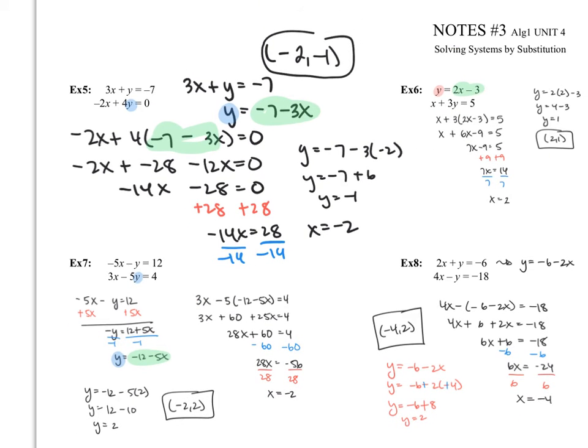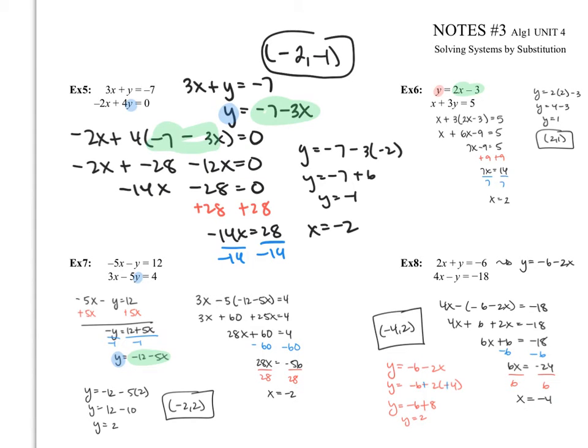Then I distributed 4 to get negative 2x plus negative 28 minus 12x equals 0. Negative 2x and negative 12x combine to get negative 14x minus 28 equals 0. Add 28 to both sides and divide by negative 14 to get x equals negative 2. Then I went back to where y was isolated to replace x with negative 2. Now here it's a negative 3 times a negative 2, which gets a positive 6. And so then negative 7 plus 6 is negative 1 for a final answer of negative 2, 1.